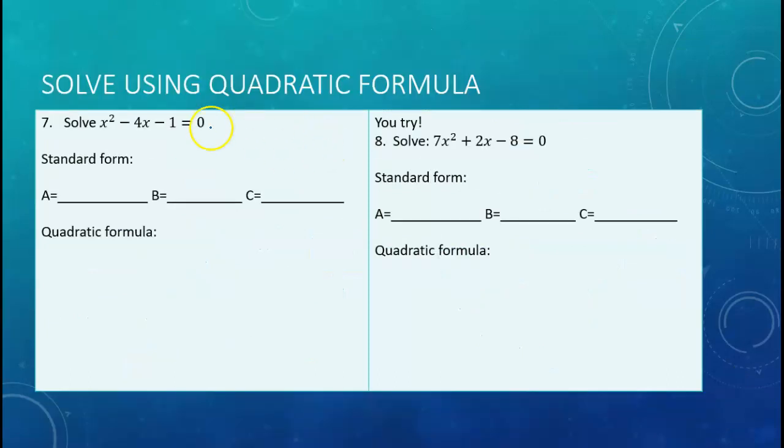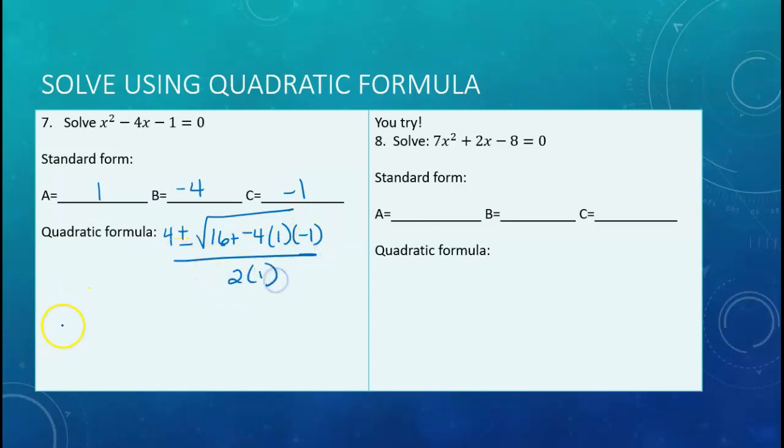One last one. It's already in standard form, so A is 1, B is negative 4, C is negative 1. Our quadratic formula becomes positive 4 plus or minus the square root. B squared is negative 4 times negative 4, so that becomes positive 16, plus negative 4 times A times C, all over 2 times A.